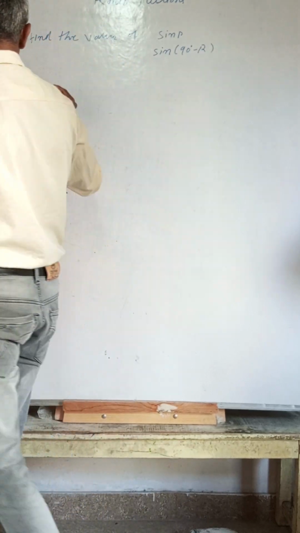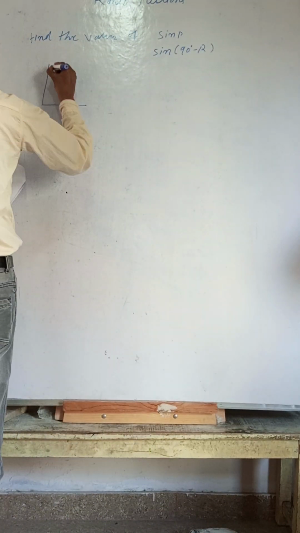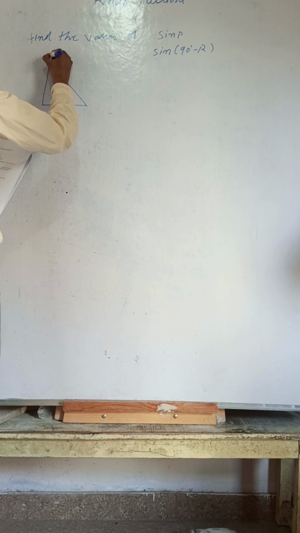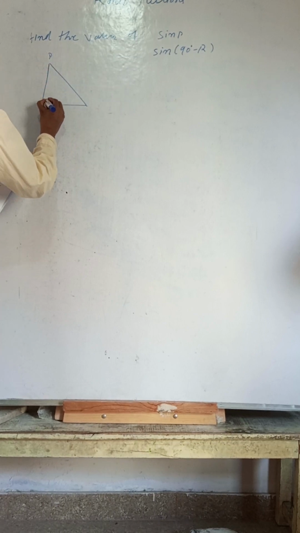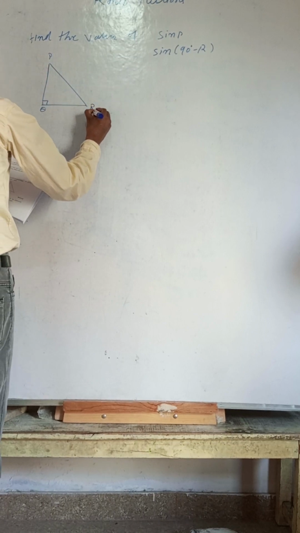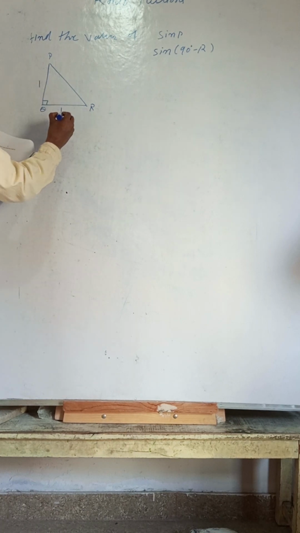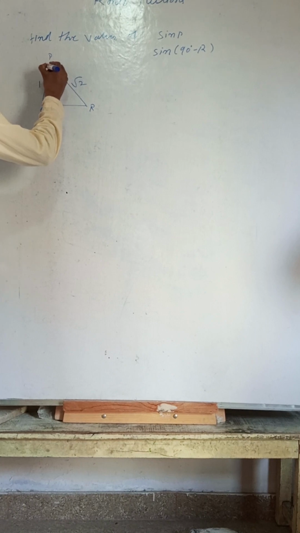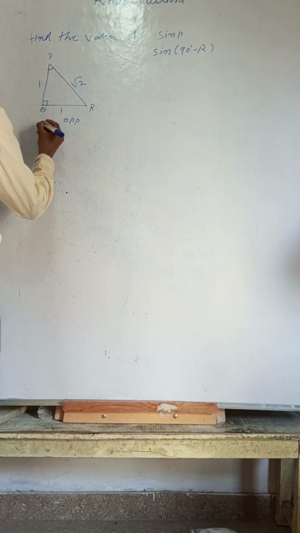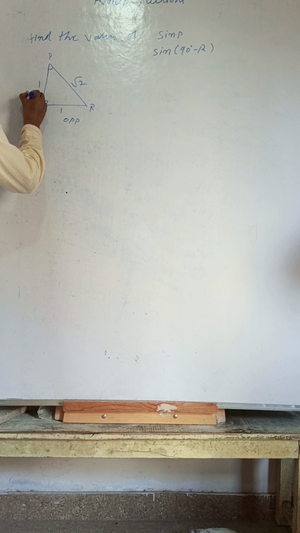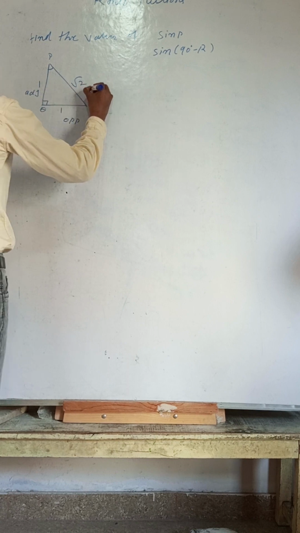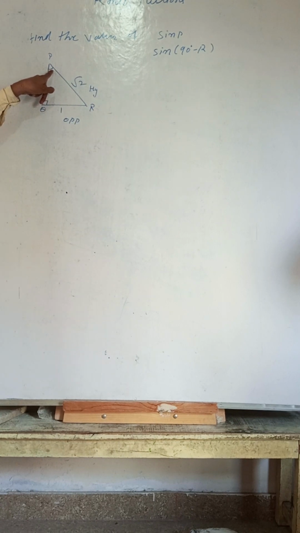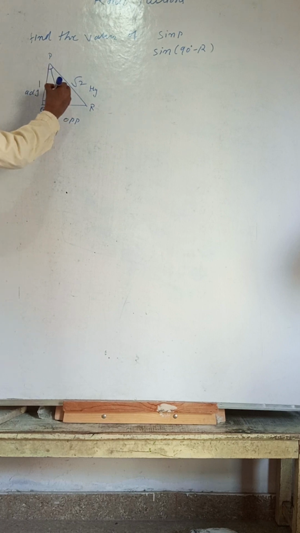In this, one right angle triangle is given. In the right angle triangle, here it is written p, here q, which is the right angle, and here r. One side is 1 and the hypotenuse is root 2. Now you know, for sin p, if this is the angle, then this becomes the opposite, this becomes the adjacent, and this becomes the hypotenuse.